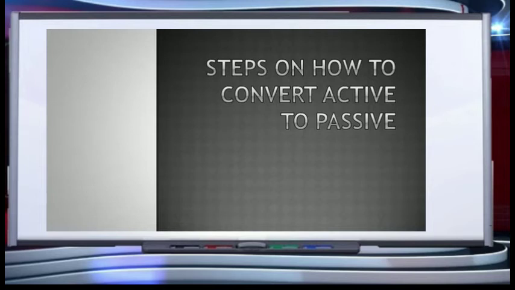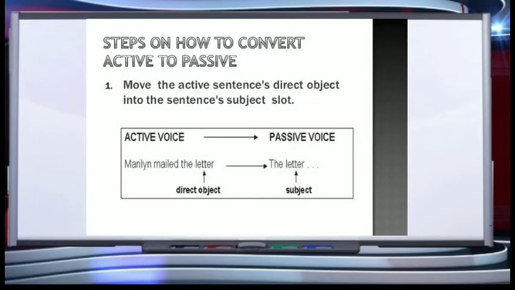Now children, how do we convert a sentence from the active to the passive voice? In order to convert a sentence from the active to the passive voice, we have to move the active sentence direct object into the sentence's subject slot. That is, the subject and the object, they interchange positions when changing from active to passive voice. That is, the subject of the active voice becomes the object of the passive voice, and the object of the active voice becomes the subject of the passive voice.